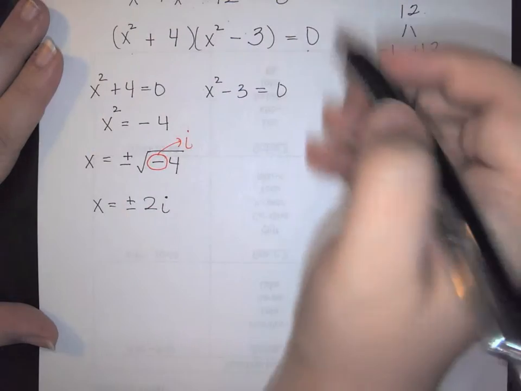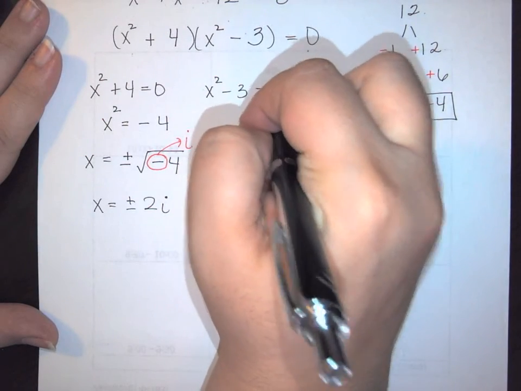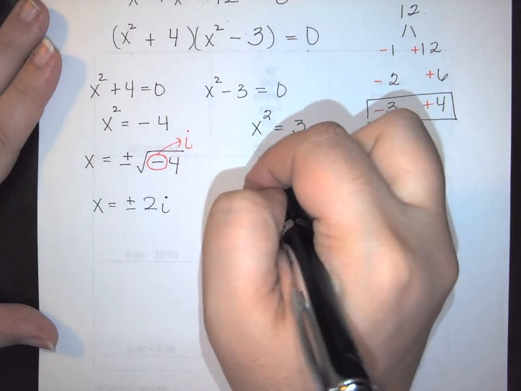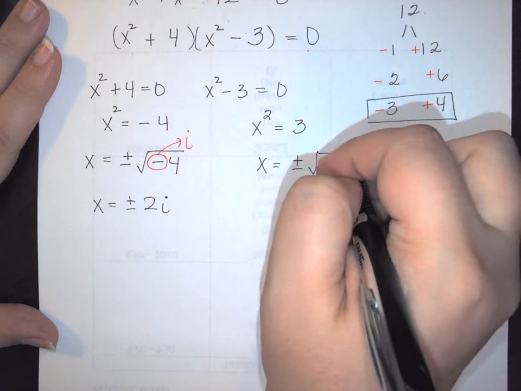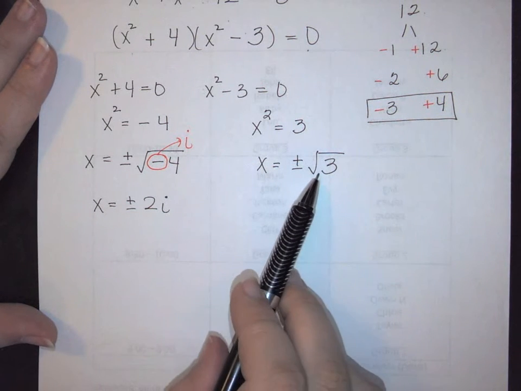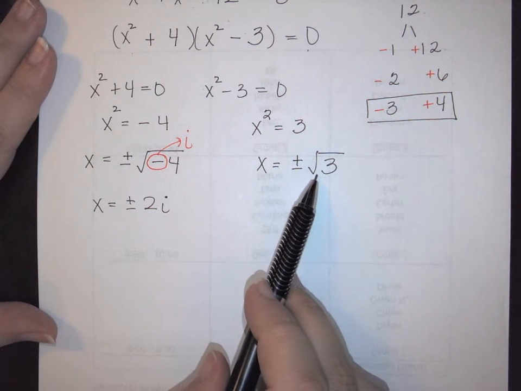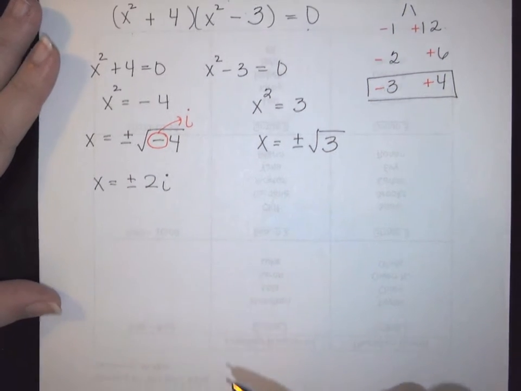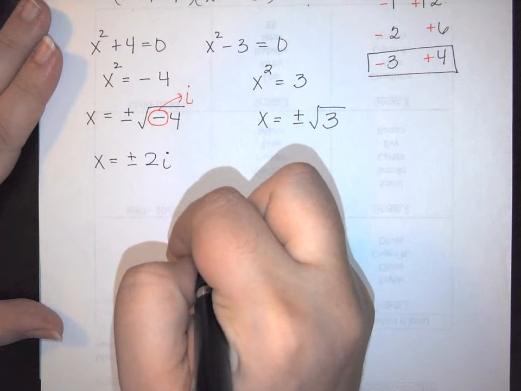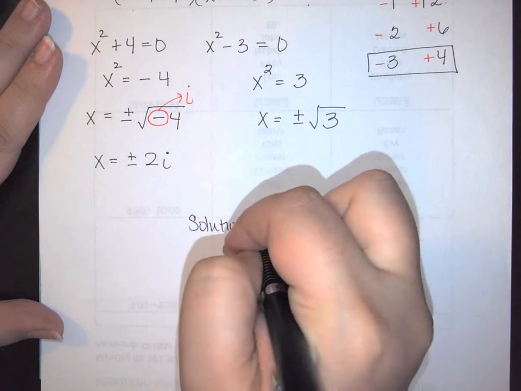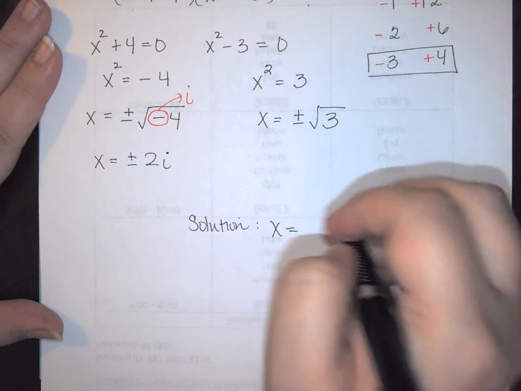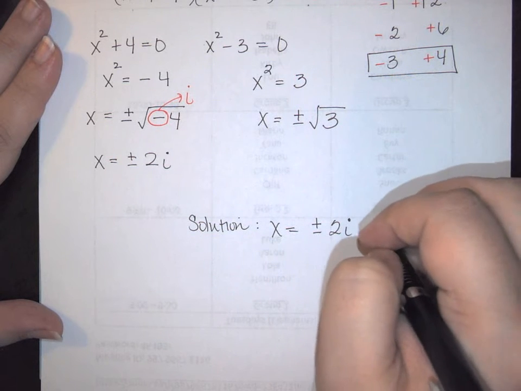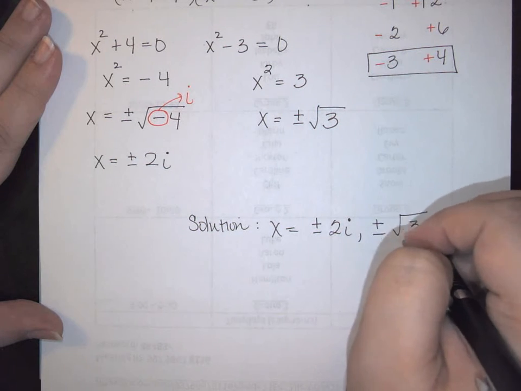Now on the other side, I move the 3, so x squared is equal to 3. Again, take the square root, so x is equal to plus or minus the square root of 3. Since the 3 is positive, I don't have any imaginaries to pull out. Since I can't reduce it, those are my answers. So here, my solutions were that x was equal to plus or minus 2i and plus or minus the square root of 3.